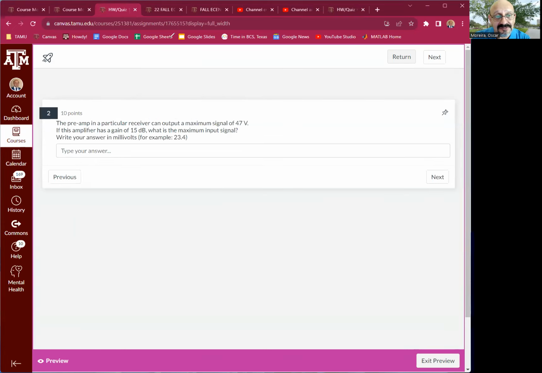This is an application, so we have a preamp that has an output signal of 47 volts for this particular example, and it produces a gain of plus 15 dBs. So the question, what is the input signal in millivolts? Okay, and of course use 3 significant digits just for Canvas. Okay, that's about this problem.